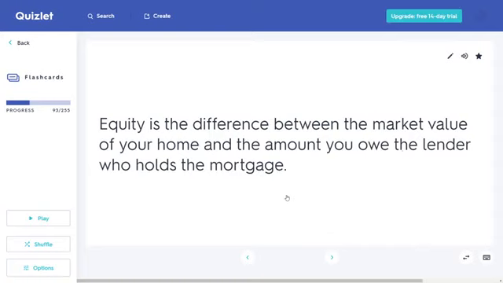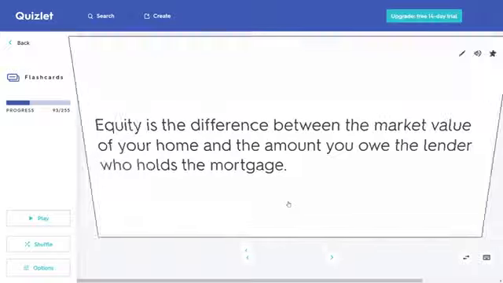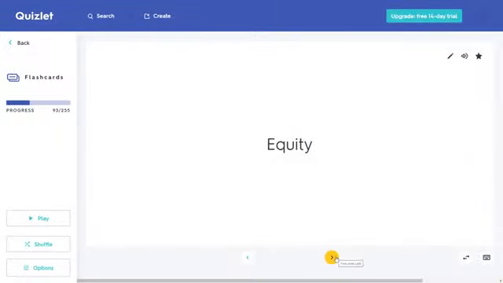Let's say you and your husband or you and your wife just purchased a home, and maybe after 2 years you guys have put in a good amount on your loan, and you want to know how much equity you actually have in the house. Well, you would look at the market value of your home, and then you would take the amount that you owe the lender, and you would look at the difference, and that's how you'd find how much equity you have in the loan. So super important to know.